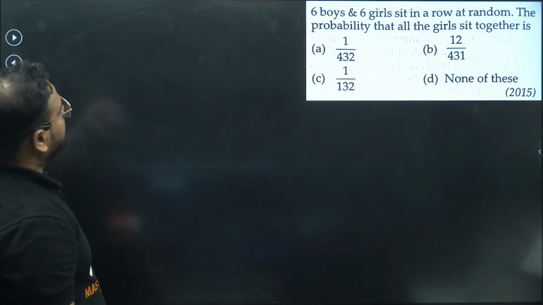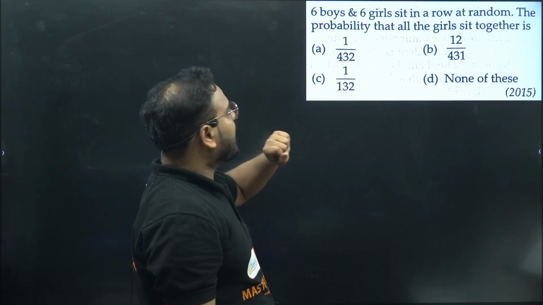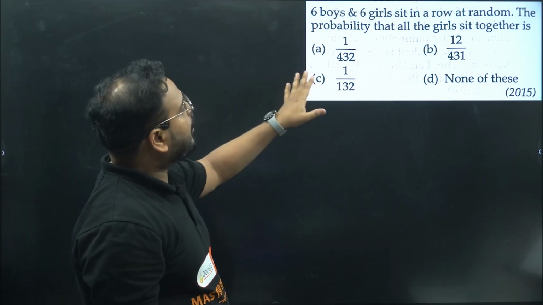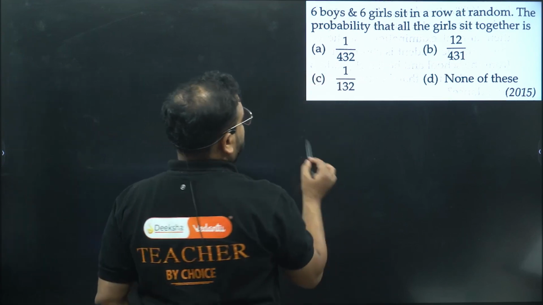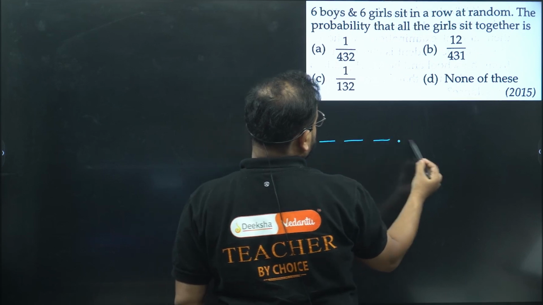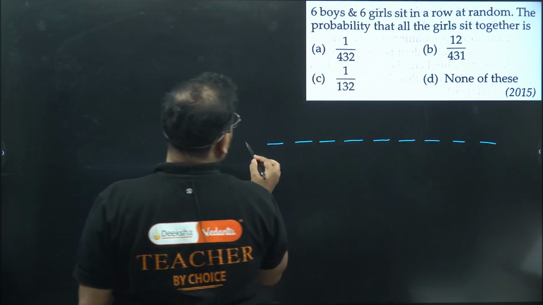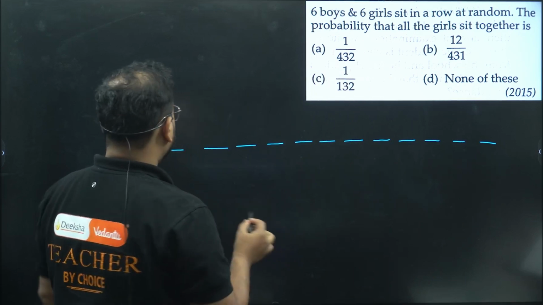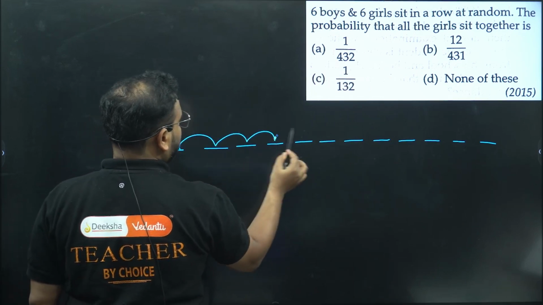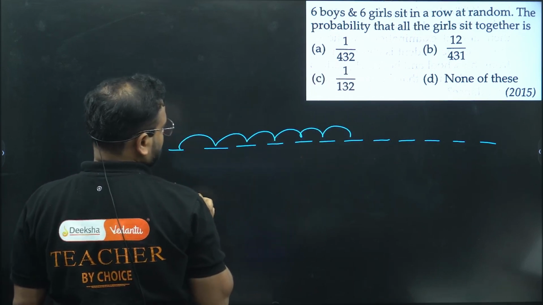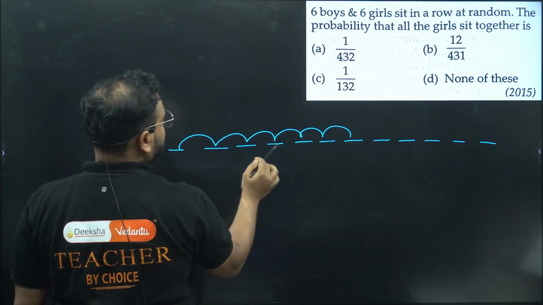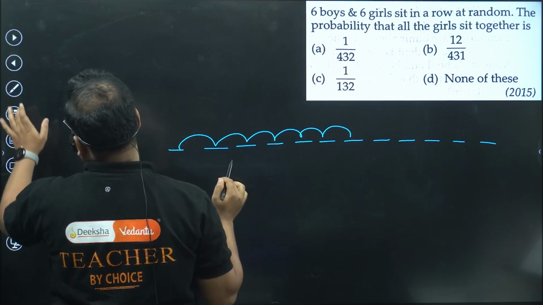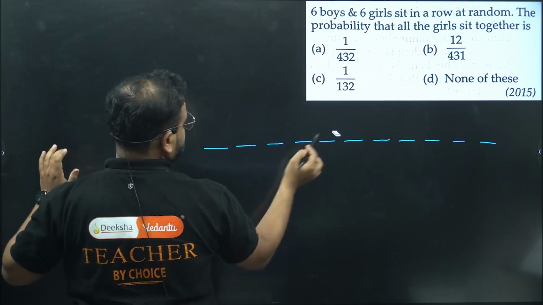Moving on. 6 boys and 6 girls sit in a row at random. The probability that all girls sit together. 6 boys, 6 girls. Okay. I have 1, 2, 3, 4, 5, 6, 7, 8, 9, 10, 11, 12 seats. I want 6 girls to sit together, right? I want only 6, so 1, 2, 3, 4, 5, 6.